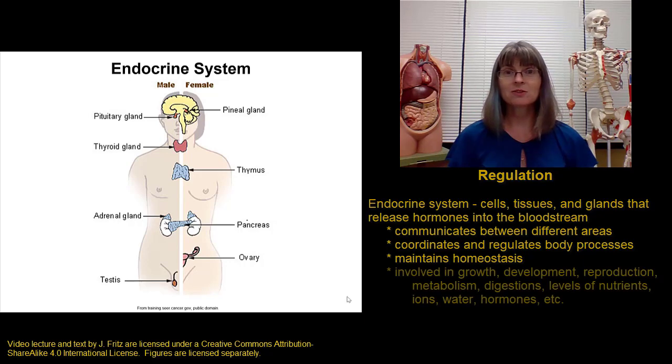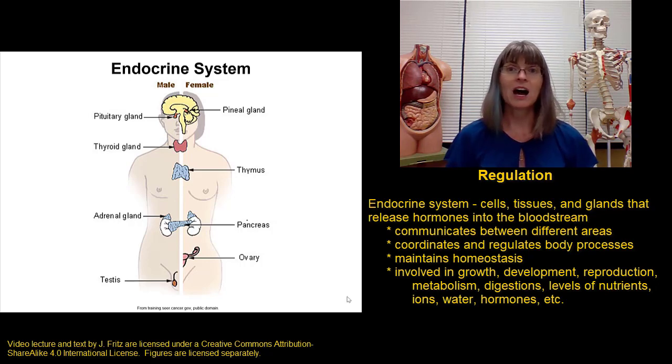In order to do this, the endocrine system is involved in regulating a lot of different things, from growth and development to ion and nutrient concentrations, water balance, digestion, metabolism, and many more things. Before we get too far into the details of the endocrine system and how it works, I want to talk more generally about some regulation mechanisms.